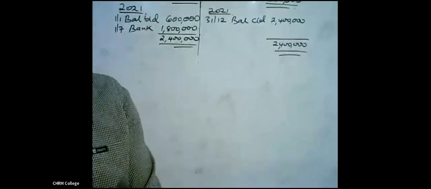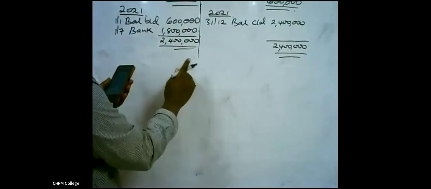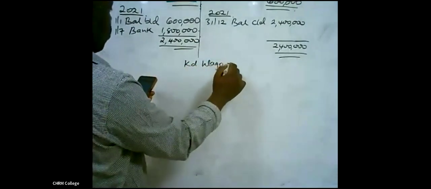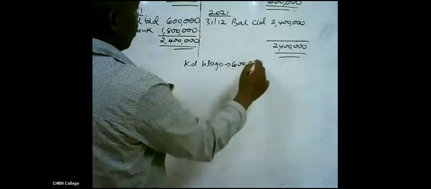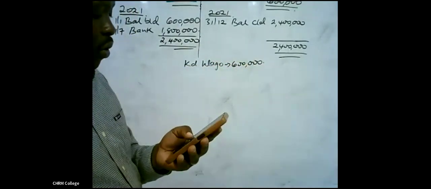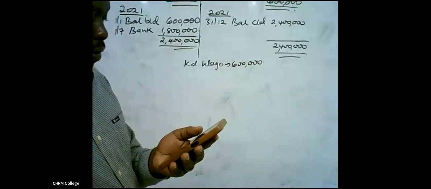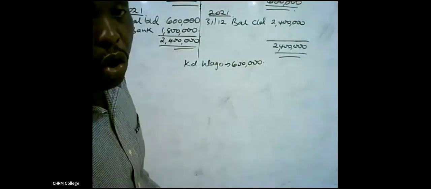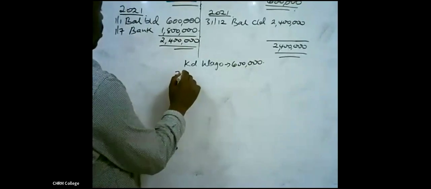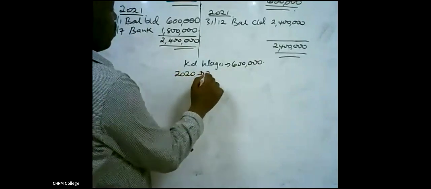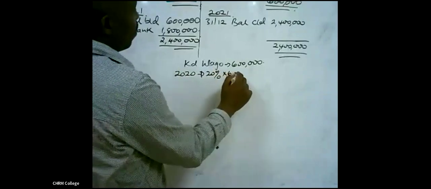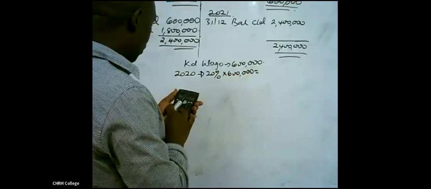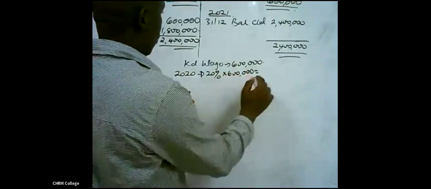So the depreciation for the first one, which is captured as KB wagon, was bought at 600,000. Remember, we are told that depreciation is on what? Is on cost. The farm depreciates its motor vehicle at 20% per annum on cost. So in the year 2020, this KB wagon, depreciation is 20% times 600,000. This is 150,000.